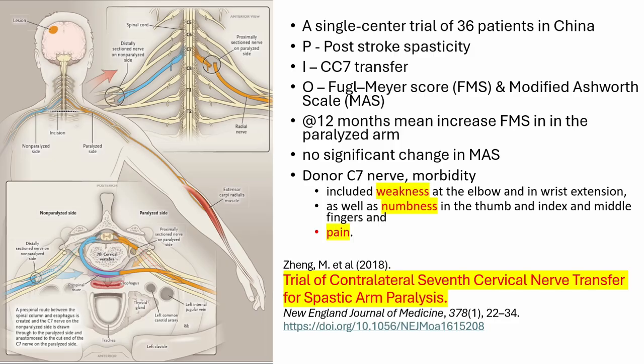In this landmark paper by Sheng et al. from Shanghai, a randomized controlled trial showed the superiority in functional outcomes for contralateral C7 transfer as the intervention in post-stroke spasticity, with outcome measures both in the Fugl-Meyer score and the modified Ashworth scales showing improvement. Donor morbidity was minimal and was recorded and was compatible with function. This set the stage for the extensive use of contralateral C7 over the last 10 years in the reanimation of the upper limb in post-stroke spasticity.